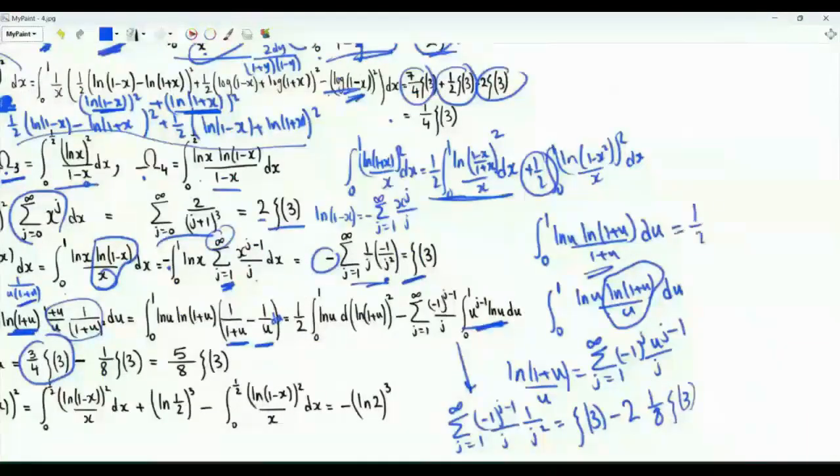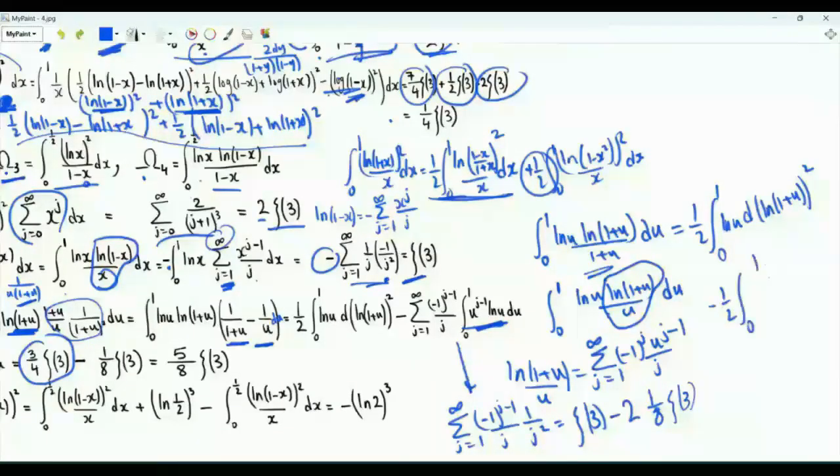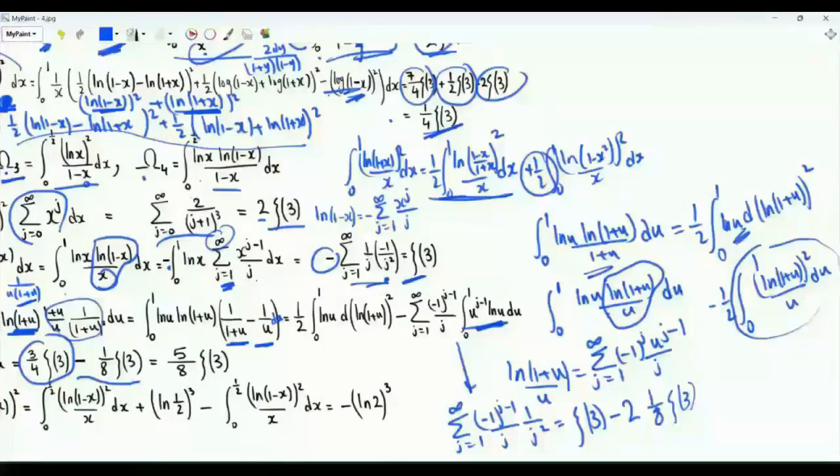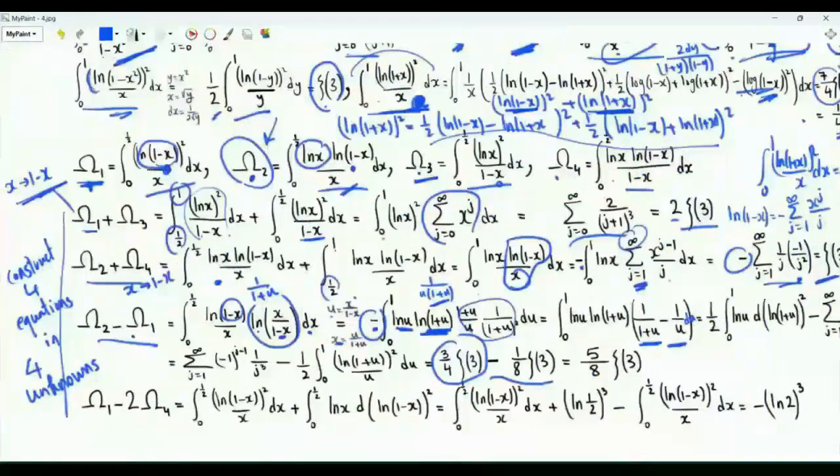For this integral, we do integration by parts. When we use the upper and lower limits of integration, we get zeros. Then we have minus 1/2 integral from 0 to 1, ln(1 plus u) all squared divided by u du. This is the integral we have spent some time on. It's equal to zeta of 3 divided by 4. So here we have minus zeta of 3 divided by 8. Omega 2 minus omega 1 is 5 over 8 zeta of 3.